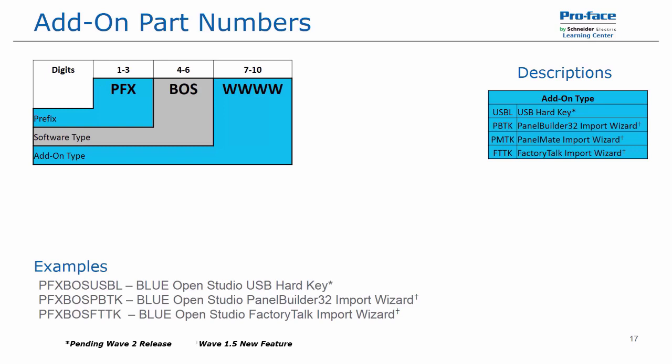So our examples. The very top one is for when the USB hard key is available. That would be your part number just for the USB hard key. Then the second item is for the Panel Builder 32 import wizard. And the final one is for the Factory Talk import wizard.